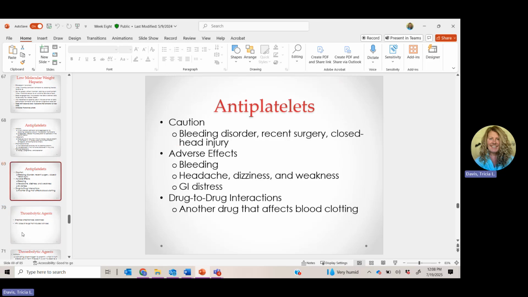So remember, if a patient overdosed on aspirin or they were bleeding too much from some type of an antiplatelet, we would have to give them platelets, okay? Because we would want to put platelets into the system, into the body.